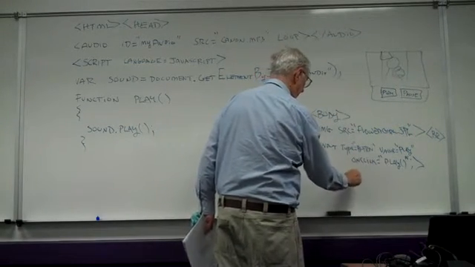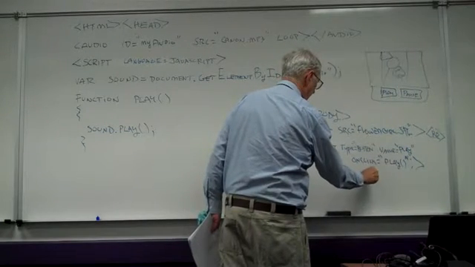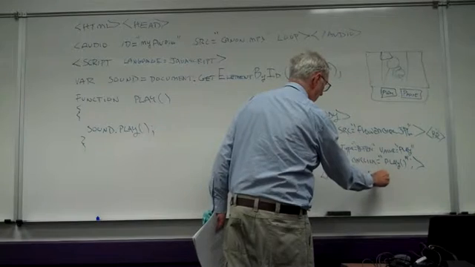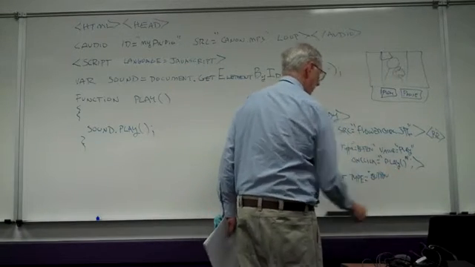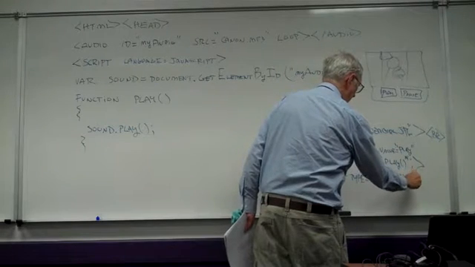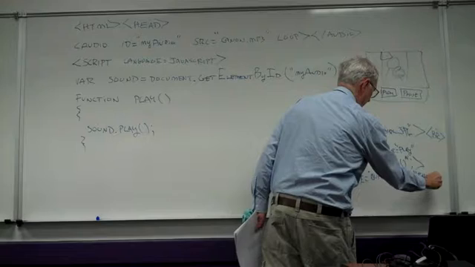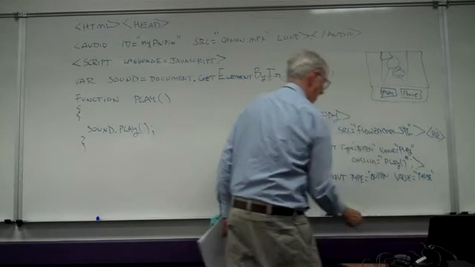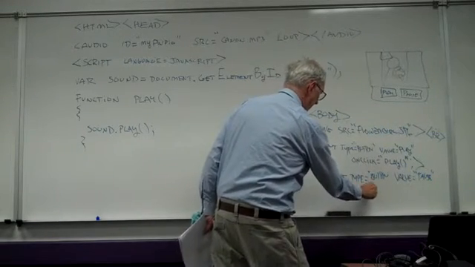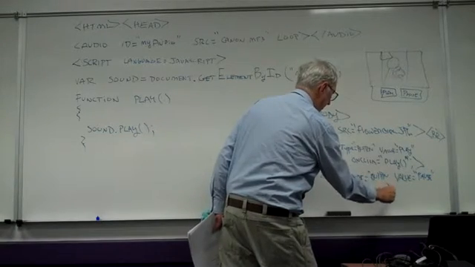And the second button, this button right here, sorry for my writing, type equals button. And value of that one equals pause. It can be any words you want, by the way. I'm just using pause to say stop playing. And then onclick equals quote.